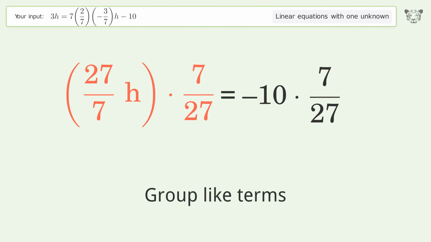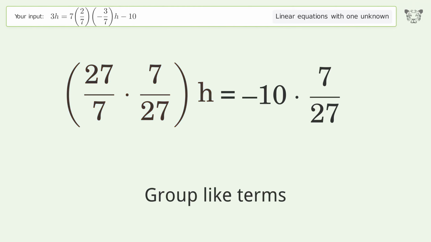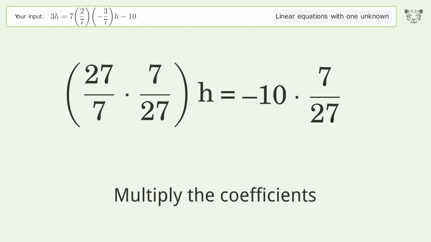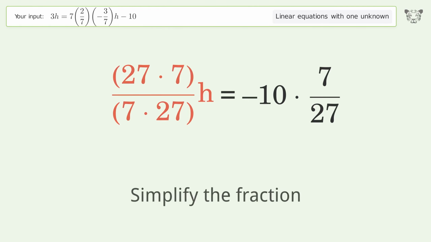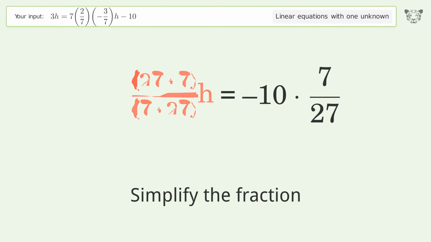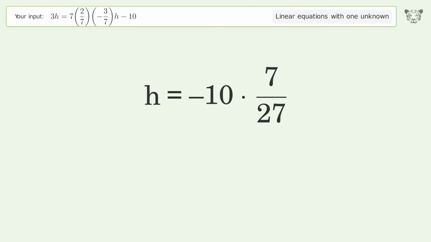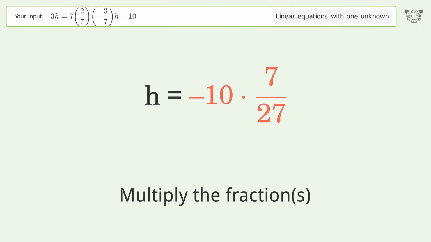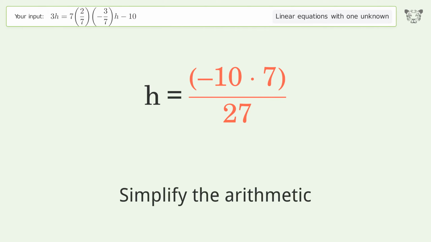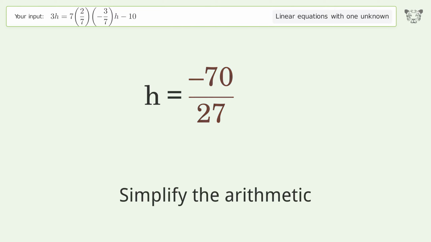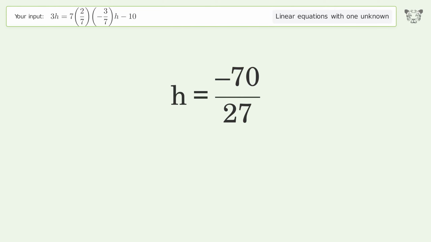Group like terms. Multiply the coefficients. Simplify the fraction. Multiply the fractions. Simplify the arithmetic. And so the final result is h equals -70/27.